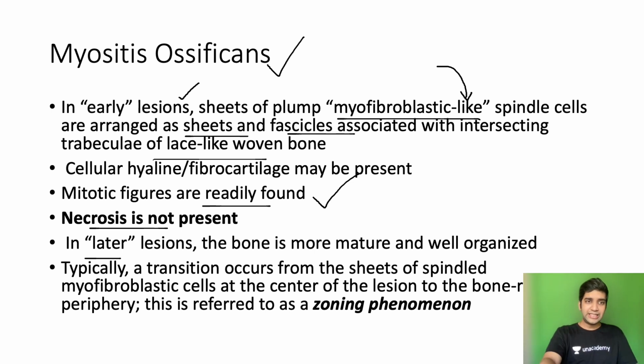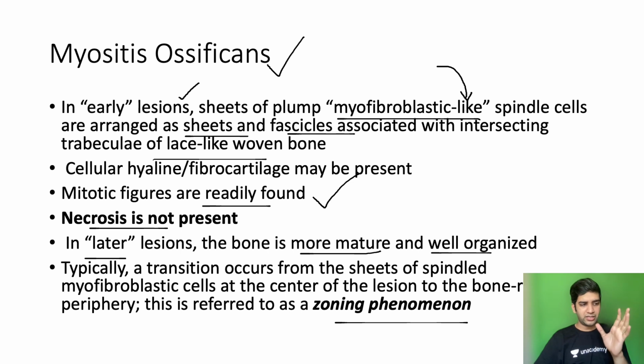Right? In a later lesion, when the bone is more mature and well organized, what I'm going to see is my typical zoning phenomenon, or zonation. Like we saw in the first image, I had an area full of fibroblastic area, and suddenly it had trabeculae, with fibroblasts in between. As a typical zonation, there is a transition from spindled myofibroblastic cells in the center of the lesion to bone in the periphery. I didn't show you the 4x image, so I cannot say which is center or periphery, but we were able to identify a transition from the fibroblastic area to an osteoid area. That's your zoning phenomenon. This is almost diagnostic of myositis ossificans, right?